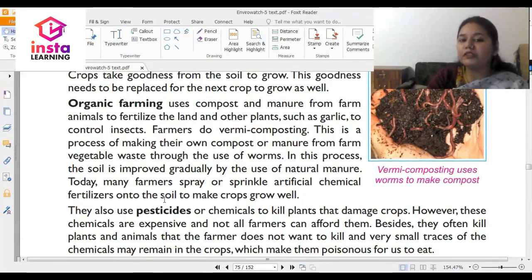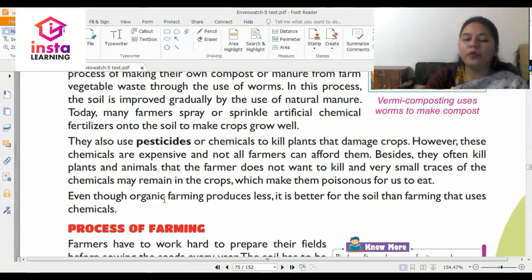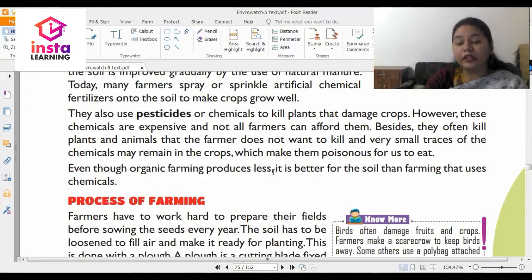Today, many farmers spray or sprinkle artificial chemical fertilizers onto the soil to make the crop grow well. They also use pesticides, or chemicals, to kill plants that damage crops. However, these chemicals are expensive and not all farmers can afford them. Besides, they often kill the plants and animals that the farmer does not want to kill, and very small traces of chemicals may remain in the crop.